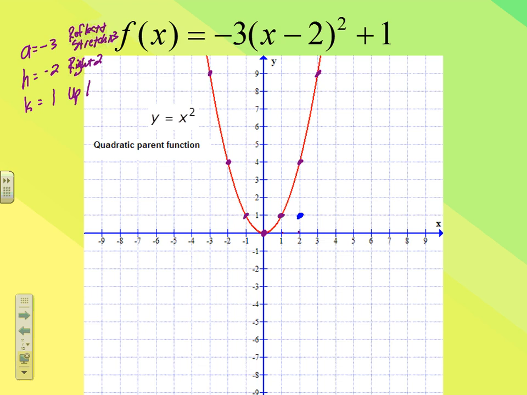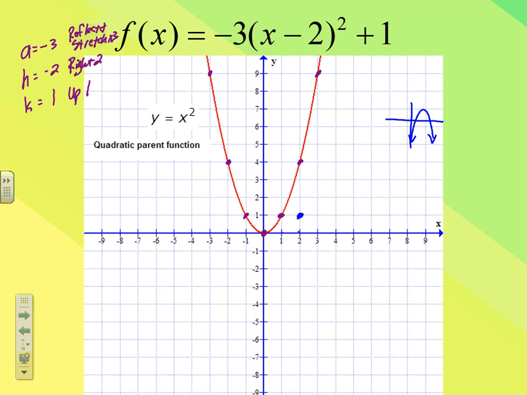Well, the vertex says we're going to reflect it across the x-axis. Now the parent function opens up. So if I reflect it across the x-axis, my new one should open down, something like that. And if we stretch it by a factor of 3, that means for every time I go to the left or to the right, I'm going to move down 3 times what I did on the original one.